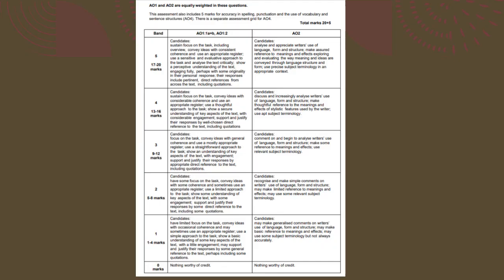So the first thing I want to show you is the mark scheme. This is what we are given. This is what we will use to mark your essays. I want to go through it with you because this video is going to be very focused on how to write an essay for the assessment. If you look at the top here, it says AO1 and AO2 are equally weighted. That means they're worth equal marks. You have to do one just as well as the other. You also have 5 marks for accuracy in spelling, punctuation, and the use of vocabulary and sentence structures. There is a separate assessment grade for AO4, which I'm not going to show you today because I just want to focus solely on how to answer the question.